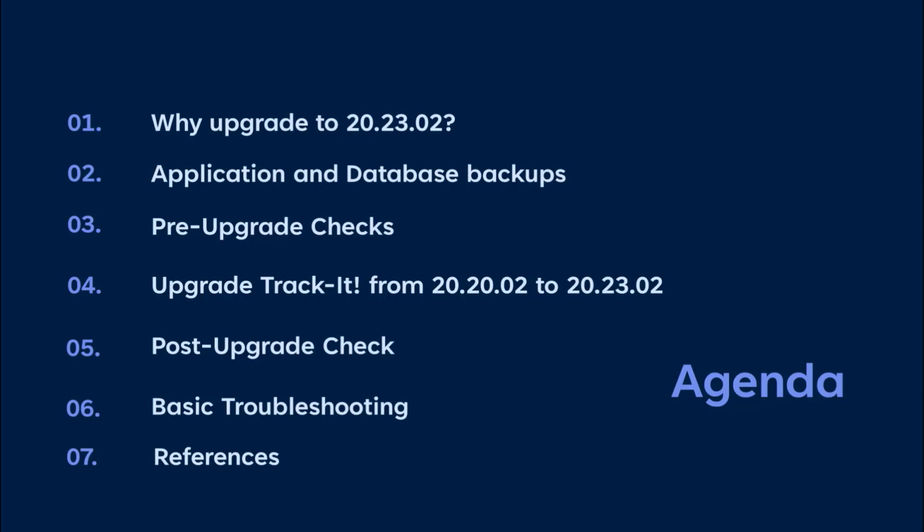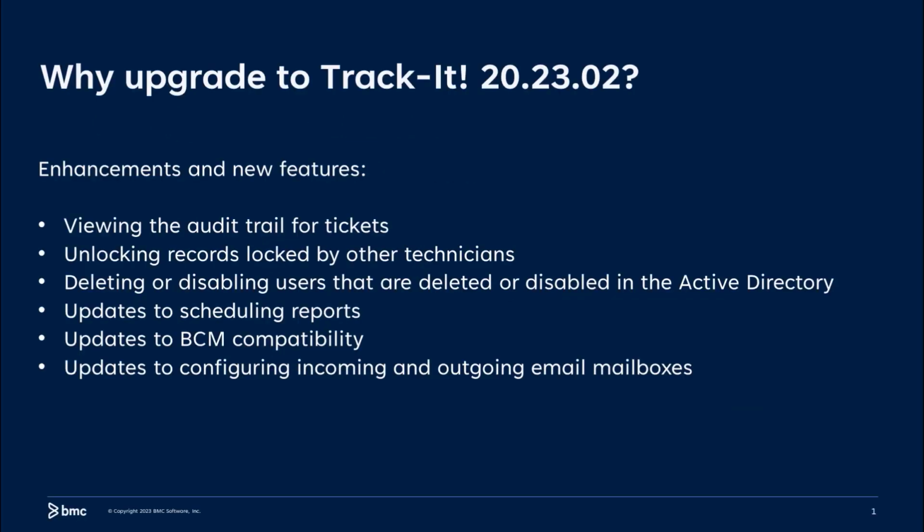Pre and post upgrade checks for upgrading the Trackit application. If the Trackit upgrade fails, we have included basic troubleshooting for guidance. We will demonstrate upgrading Trackit from the old build version to the new build version, which is 2020 Release 02 to 2023 Release 02 version. Following are some enhancements and features available in the Trackit 2023 02 version.